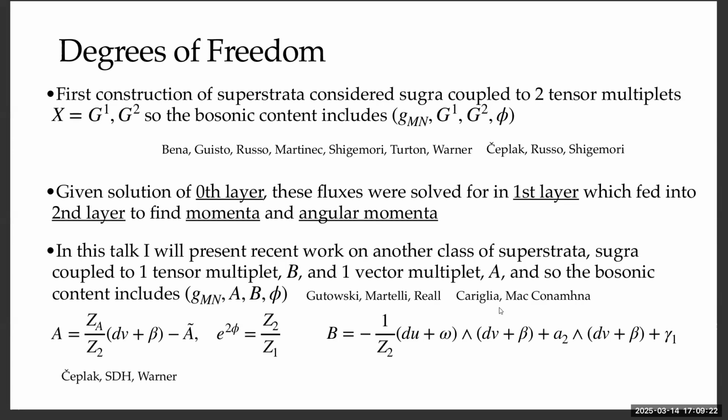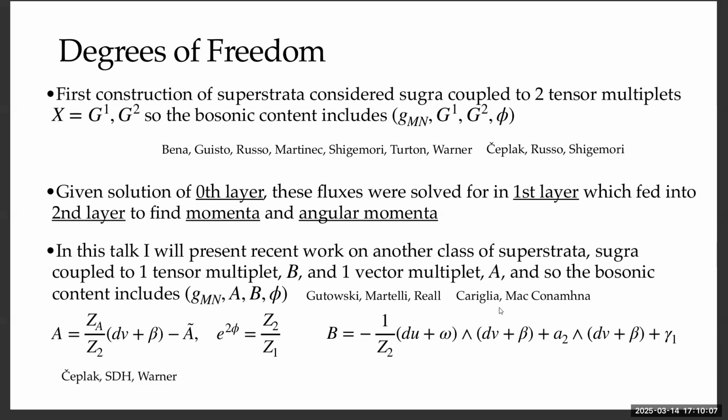Are you in string frame or Einstein frame? I think this is an Einstein frame. So the first superstrata, which I'm not reviewing in detail today because I wanted to talk about some of the work that we did recently. This X that I showed you, which gives you your extra matter, they considered two tensor multiplets, and the bosonic content of the theory was this here. Those solutions have a zeroth layer, a first layer, and a second layer. And it's the second layer where you're able to solve the momentum and angular momentum.